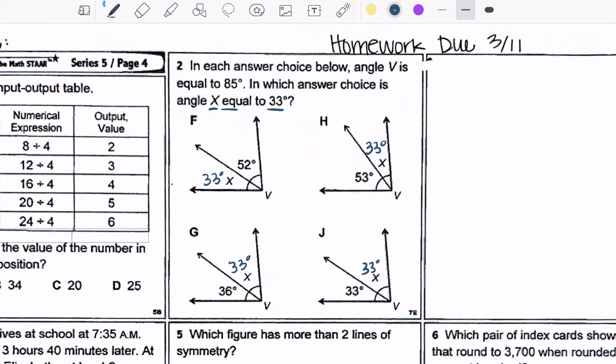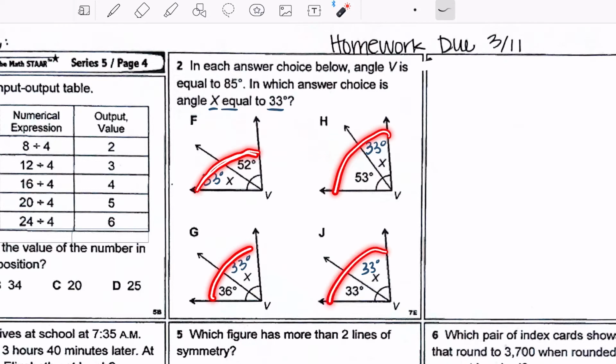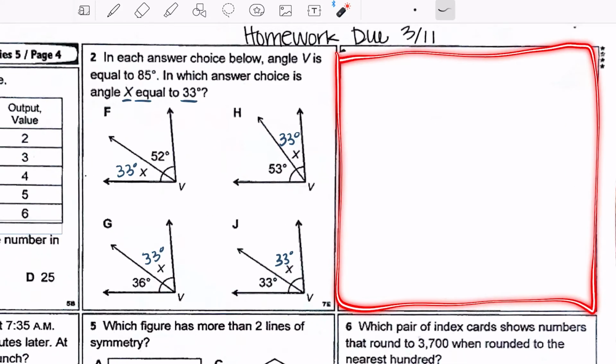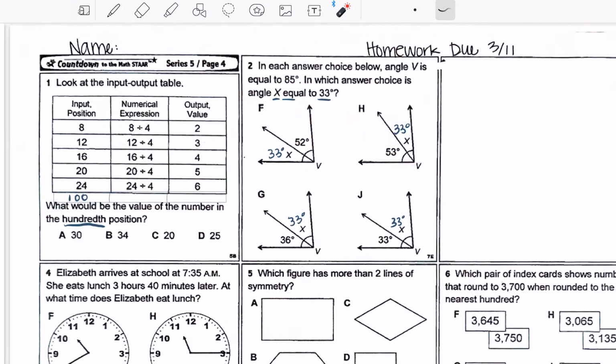I'm going to have to try to find out which of those could be the answer. But remember, it says right here that angle V is equal to 85 degrees. So that means that both of these together, or these, or these, or these, have to equal 85 degrees. So make sure that you are showing your work and there is enough space right here on the side for you to show your work. Let's go ahead and go to the next one.